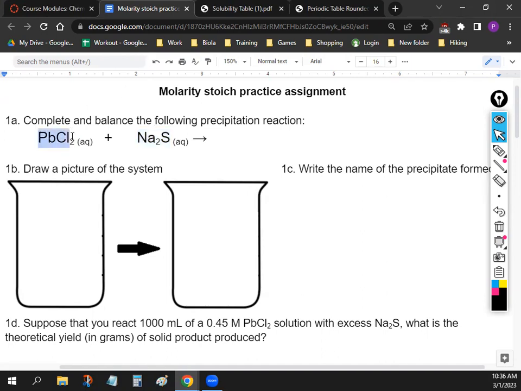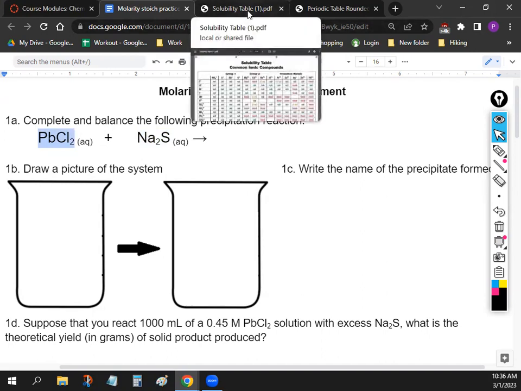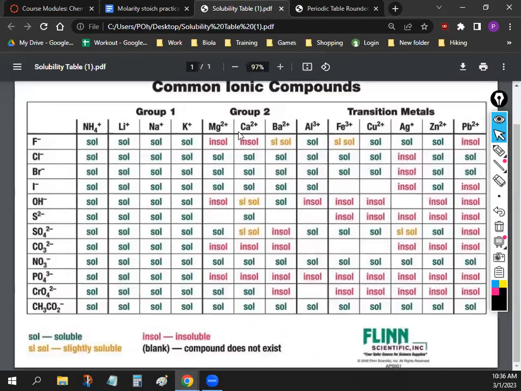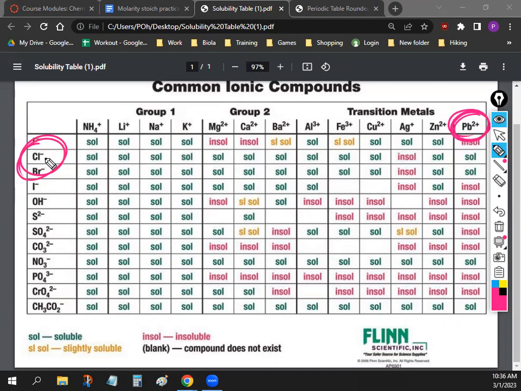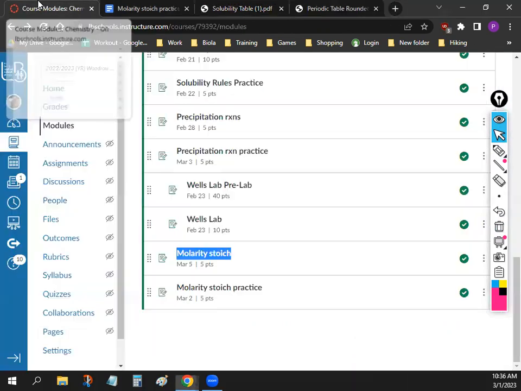So let's start with the first one, PbCl2. We're going to take a look at our solubility table. So if we look at our solubility table, what's the positive ion that comes out of that chemical? Pb. Yeah, Pb. Okay, and it's 2 plus. Exactly. And then obviously the other one is Cl because it's PbCl2. So we got Pb2+ and Cl-. Right? Everybody good with that?